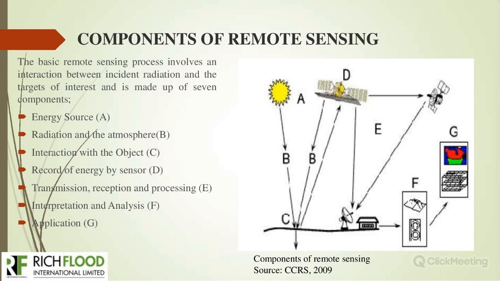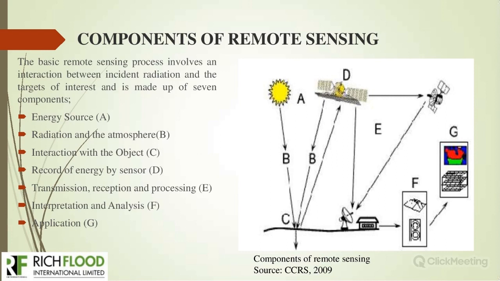So away from the knowledge we've had about the electromagnetic spectrum and the little background concept about it, let's look at the components of a remote sensing system. What actually makes up a remote sensing system? Because for you to actually know how the system functions properly, you have to have an idea of the components, the different units that actually make up the system.